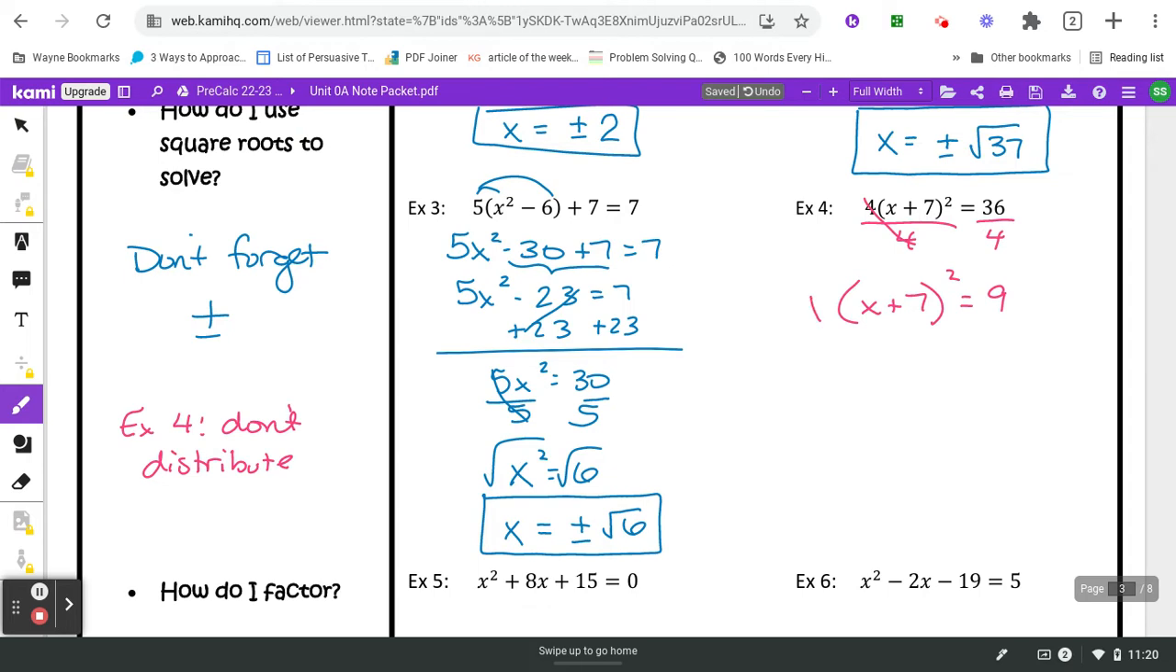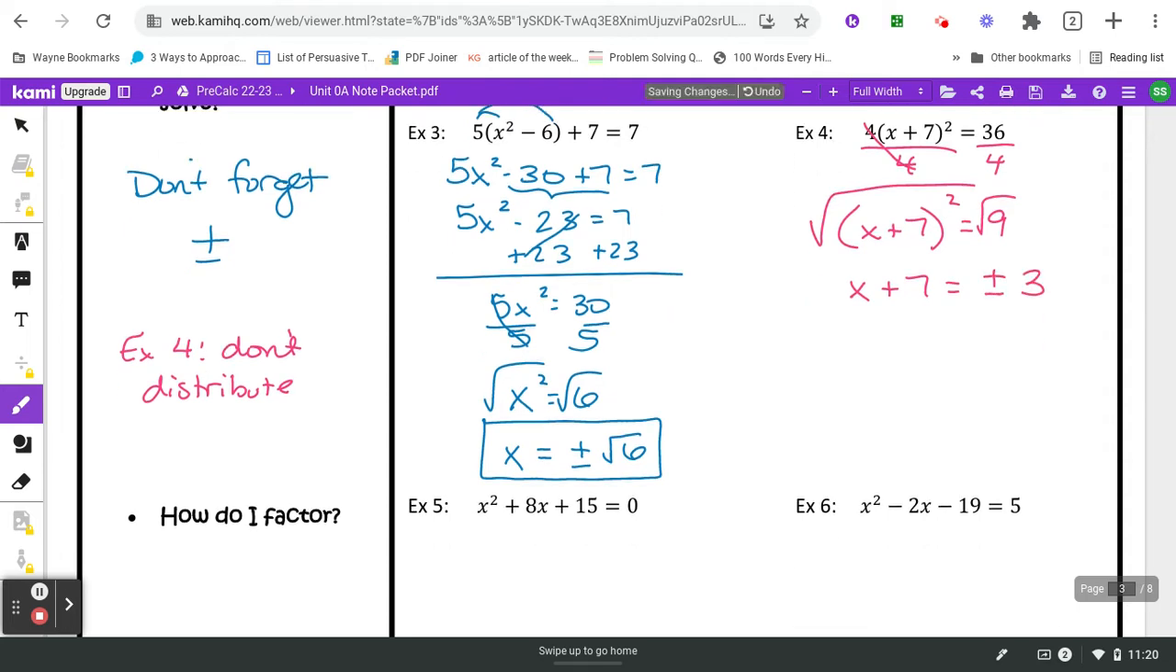So once we have this, then we'll square root both sides. We'll put our plus or minus 3. And then we have 1 step left. We still need to move the 7. Normally, we're done after we square root it. So this plus and minus 3, remember, does represent 2 answers, positive 3 and negative 3.